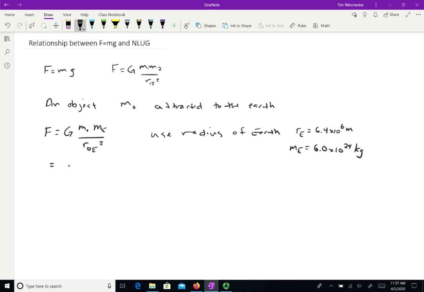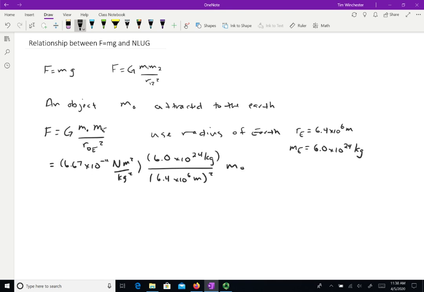Okay, so if I do this, then I get F equals G, which is 6.67 times 10 to the negative 11 newton meters squared per kilogram squared, times the mass of the Earth, which is 6.0 times 10 to the 24 kilograms, over that distance squared, so 6.4 times 10 to the 6 meters squared, times the mass of the object, which I'll just leave there. And if you plug it into your calculator, what you get is 9.8 meters per second squared times the mass of the object, which is the same thing that we had before for m times g. So if you take G times the mass of the Earth divided by the radius of the Earth squared, you get the acceleration due to gravity.